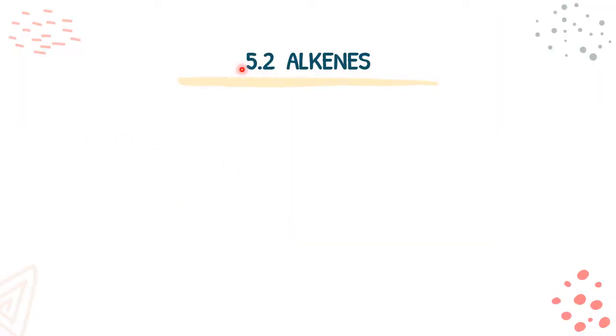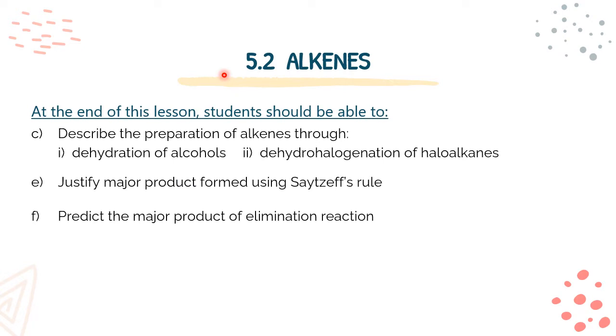In this video, we're going to discuss subtopic 5.2 alkenes, and at the end of this lesson, you should be able to describe the preparation of alkene through dehydration of alcohol and dehydrohalogenation of haloalkanes. Then you should be able to justify the major product formed using the Zaitsev rule and predict the major product of elimination reaction.